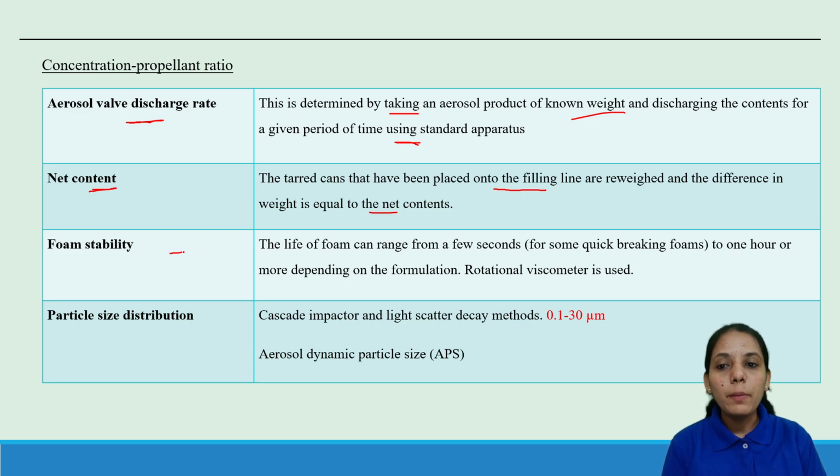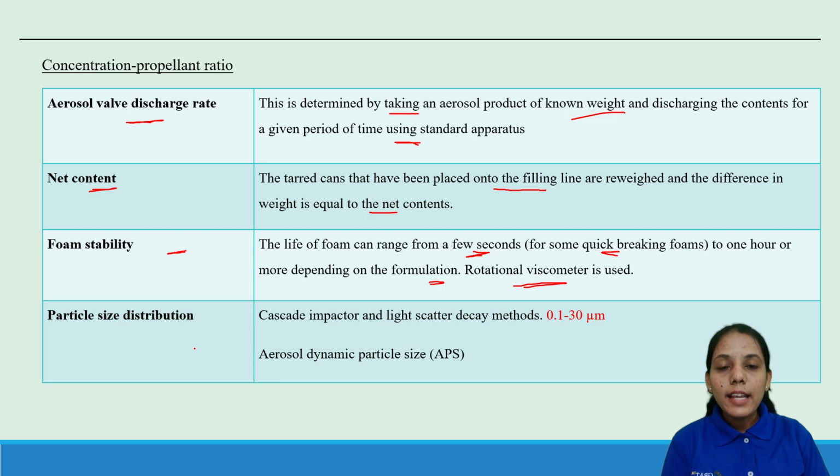Next is foam stability, the lifespan. Foam stability means to what extent the foam is remaining. It can range from a few seconds to 1 hour or more depending upon the formulation. If it is a few seconds, then it is known as quick breaking foam. It is known as quick breaking because it disappears; their lifespan is very less. Next, for this, a rotational viscometer is used.